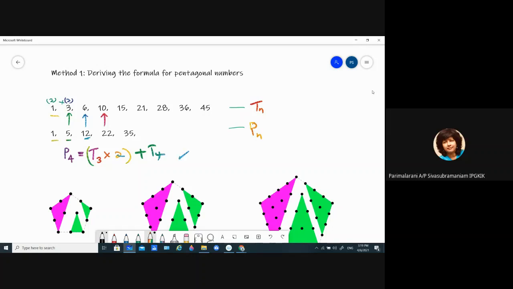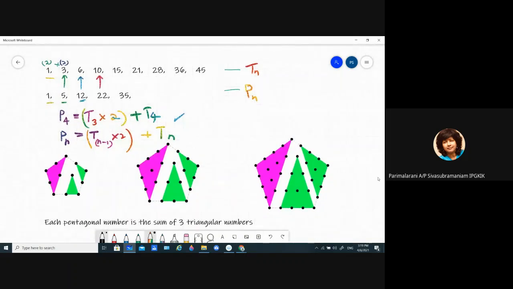This is the relationship. That means there are 2 triangular numbers here plus another, 2 of n minus 1. Or in other words, we can write this as Pn is equal to Tn minus 1 times 2 plus Tn. Why is that true? We're going to see in drawings and figures how to visualize why this formula is true.